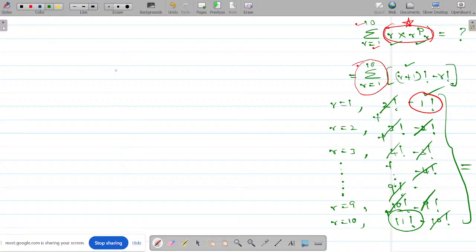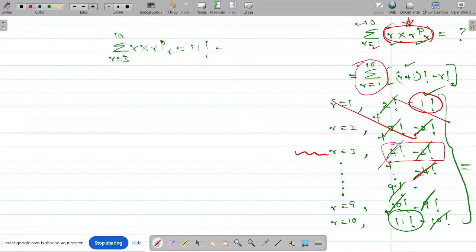What happens if we have summation with R is equal to 3 to 10 instead of R is equal to 1 to 10? What will be your value? 11 factorial minus 3 factorial. How did you get 3 factorial? Because we'll be starting from here. We'll not be considering these two, right? So this will be 4 factorial minus 3 factorial.